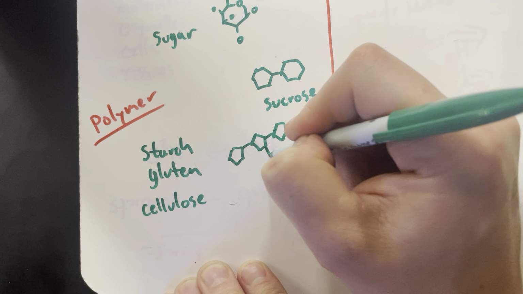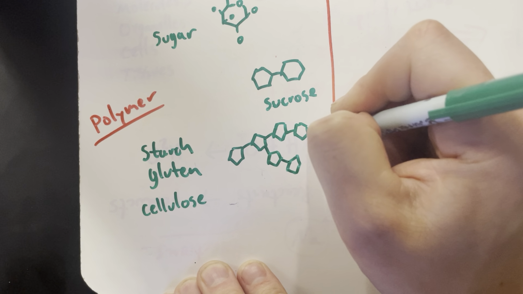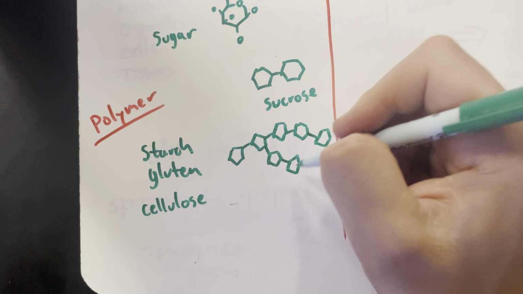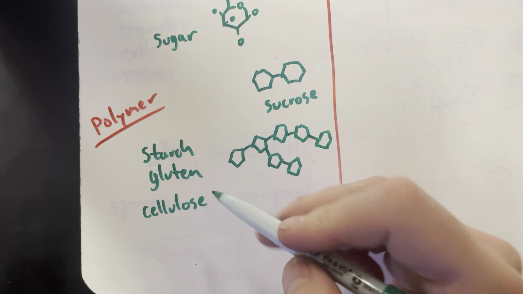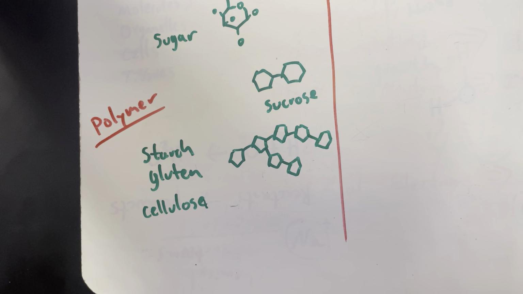Sometimes they branch off, right? Sometimes they don't branch off. Sometimes they have other things in between or different structures or shapes or whatever. Each one is slightly different, but they're all made of monomers of sugar. Lignin's another one. The tree wood is just carbohydrates all put together.